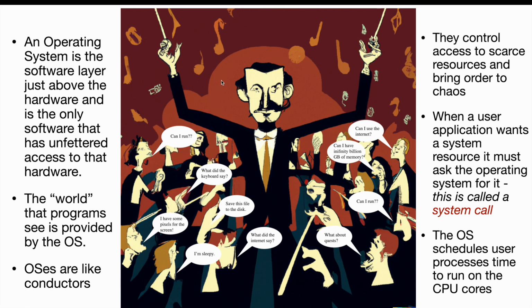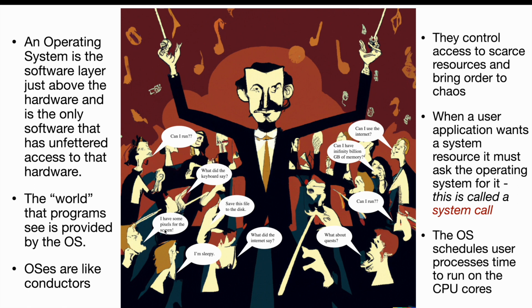I asked DALL-E to make me an image of a conductor of a symphony, because I think that is probably the best analogy I can think of for what an operating system does. The operating system here is the conductor. When the computer is moving along and all the different programs you have open at the same time are successfully doing what you're asking them to do, you're making music. And the thing that keeps all that music in tune is the OS.